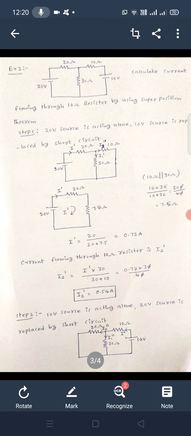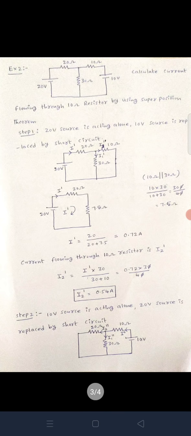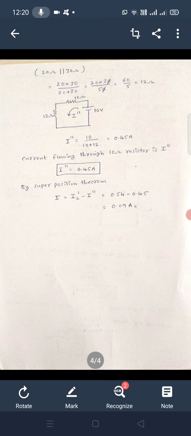Okay, that means here I have to calculate from the left side. First, 20 ohm and 30 ohm are connected in parallel, right? When 20 ohm and 30 ohm are connected in parallel, the R equivalent of these two resistors will be 20 into 30 by 20 plus 30. That is equal to 20 into 30 divided by 50, so you will get 60 by 5, that is equal to 12 ohm, right?